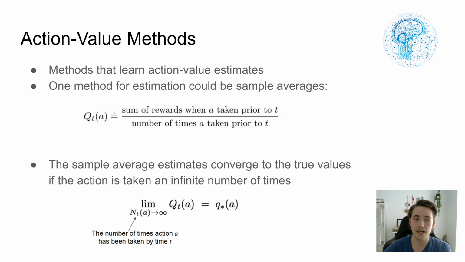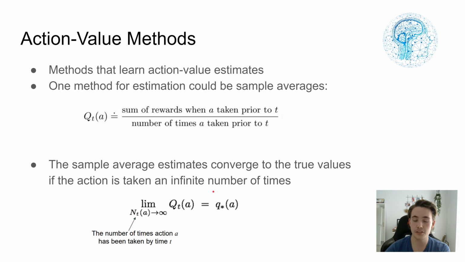So we have these action value methods, the different kinds of methods to learn to estimate the action values. One of the more simple methods is to just take the averages. So we have the sum of the rewards for all the actions we take for a given time step. Then we just sum up all the rewards and divide by the number of times that the action is taken for that given time step.